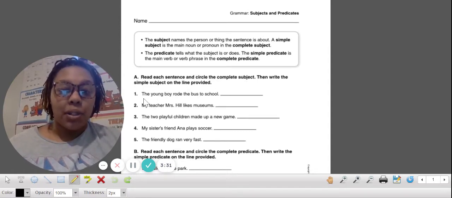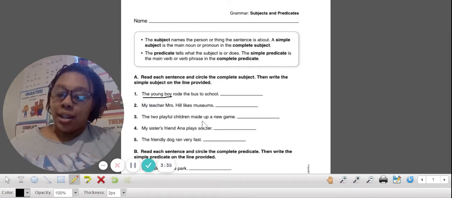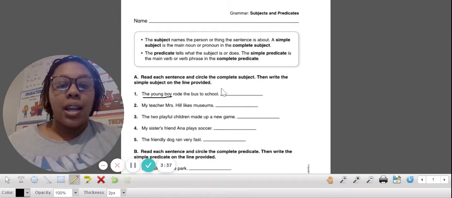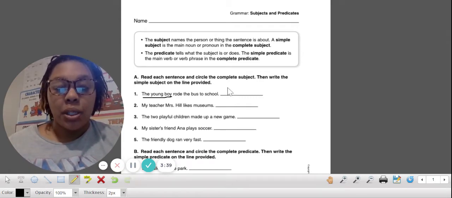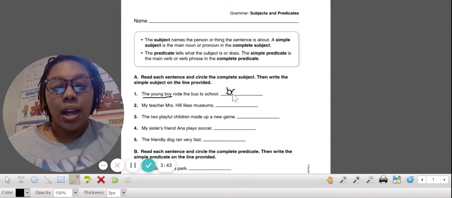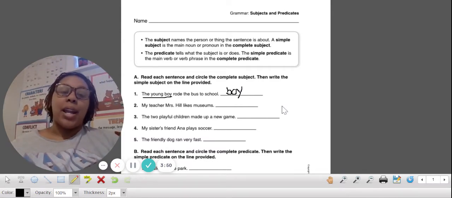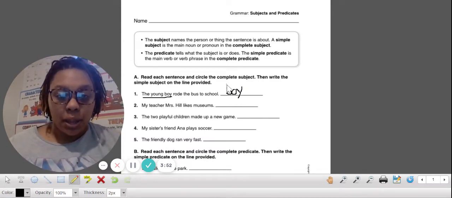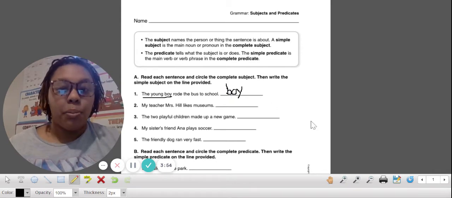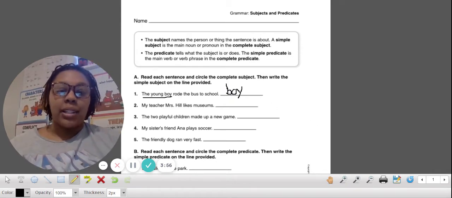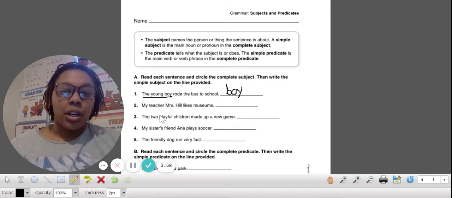So my complete subject would be the young boy because that's who the sentence is about. My simple subject would just be the word boy. The and young just give me extra descriptive words to tell me about my subject, but in all, my subject is just about boy. Okay, number 2. My teacher, Mrs. Hill, likes museums.